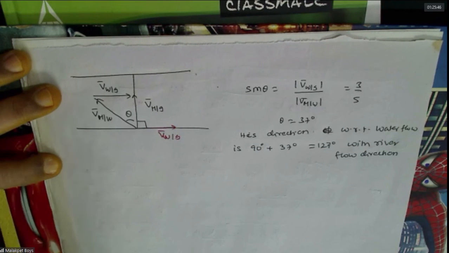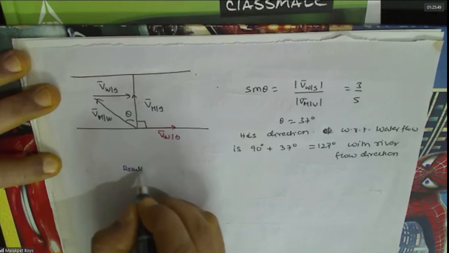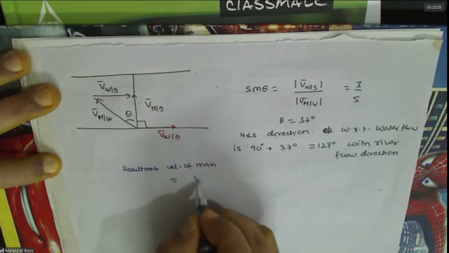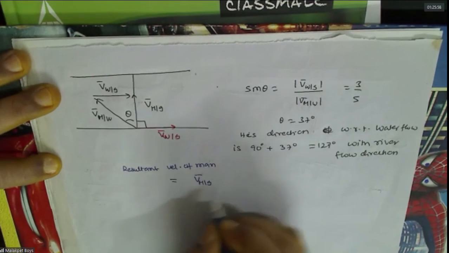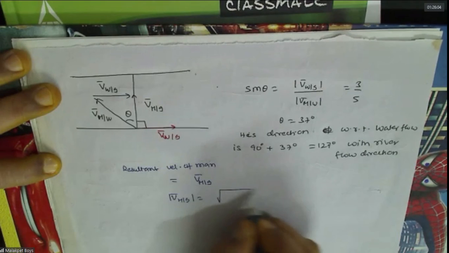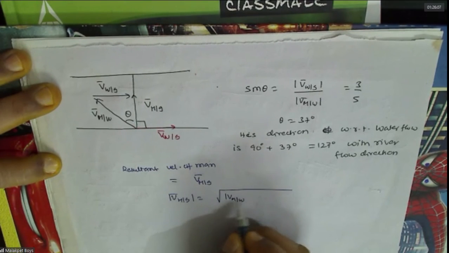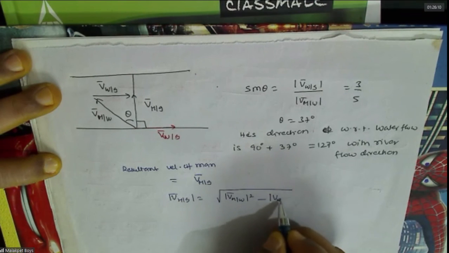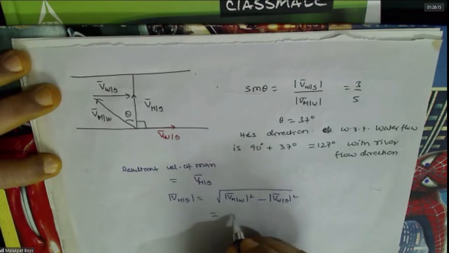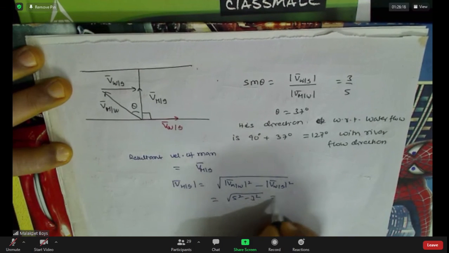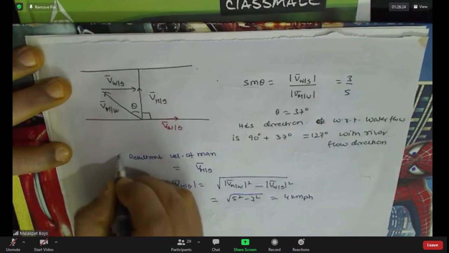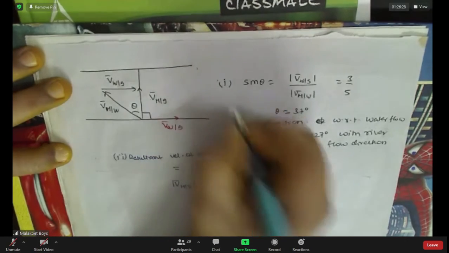The resultant velocity. The resultant velocity of man is nothing but velocity of man with respect to ground. So we can find this from the triangle only. You can find it now. They gave the values: square root of 5 square minus 3 square. It comes to how much? 4 kmph. The second one. Understood this?